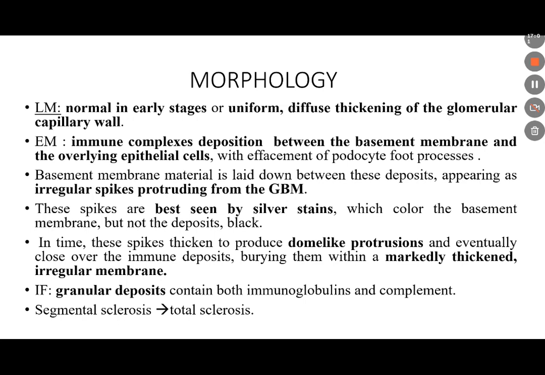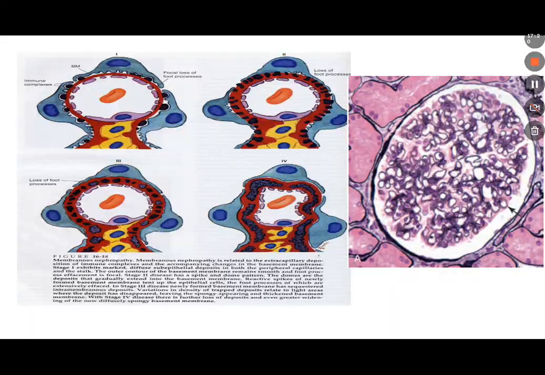On electron microscopy, you can see the immune complexes are deposited. The thickening is occurring because immune complexes are deposited between the basement membrane and the epithelial cells. So it is subepithelial deposition. Basement membrane material is laid down between these deposits, appearing as irregular spikes protruding, and these are seen on silver stain, like in this picture.